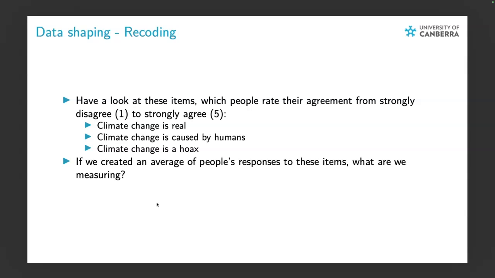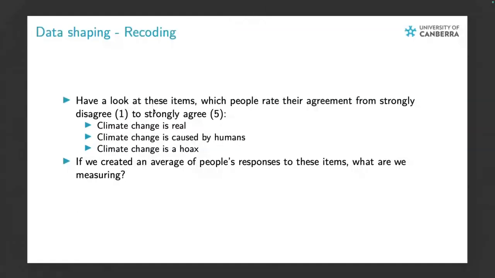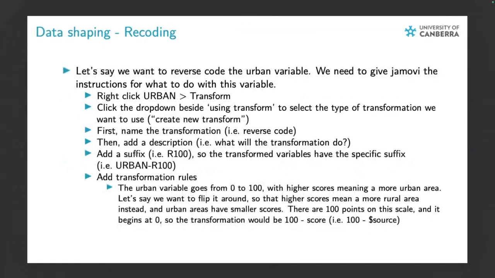So you could reverse code an item to say that higher scores mean stronger belief in climate change being real, and lower scores are climate change not being real. So that's the issue that happens with questions such as this. So it's important to be able to reverse code variables to allow for that. So how do we address this question? So if we want to reverse code the urban variable, right now, higher scores mean more urban. And so what we want to do is reverse code that variable. So higher scores mean more rural.